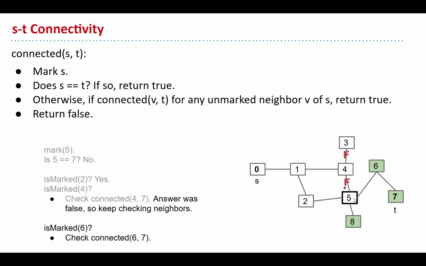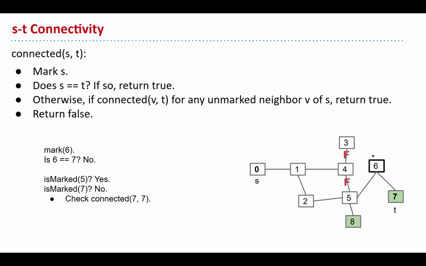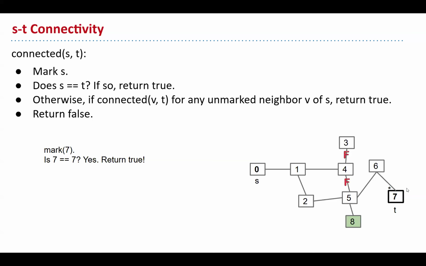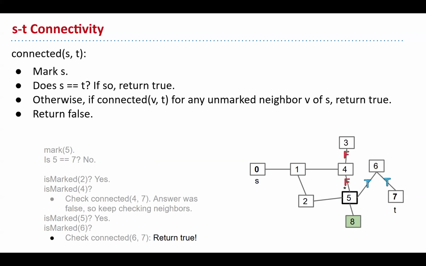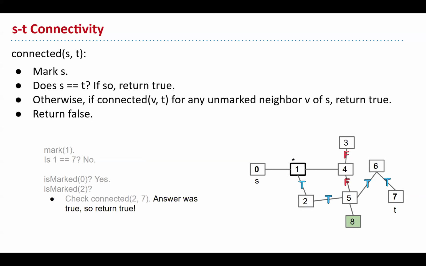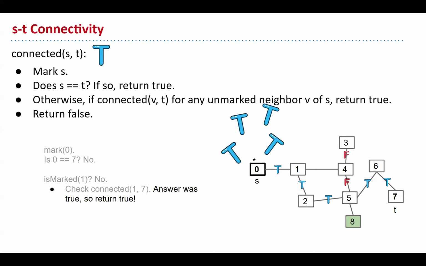5, does it still have unconnected neighbors? Yeah, so now look at 6. Is 6 equal to 7? No. So what it'll do next? Yeah, it'll go up to 7. Is 7 equal to 7? Yes. So now that it's found the 7, it'll go back down and return the true up this recursive call stack, eventually making its way back to the start. And everything is true at the very end, connected returns true.